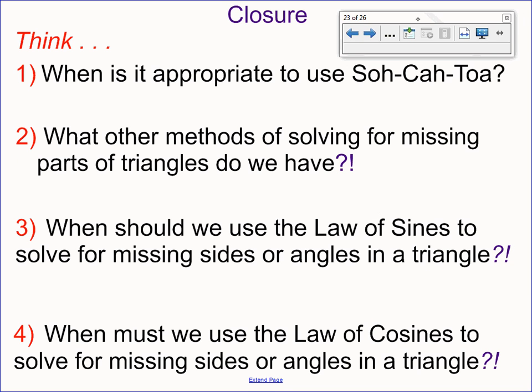All right, let's go ahead and complete our closure then. So when is it appropriate to use Sohcahtoa? Please don't say it out loud. Just write down when is it appropriate to use Sohcahtoa. Think about what information we need. What other methods do we have for solving for missing parts of triangles? When should we use law of sines to solve for missing sides or angles in a triangle? And then when must we use law of cosines to solve for missing sides or angles in a triangle? Go ahead and put a written response for each, and then I'll call on you to share.